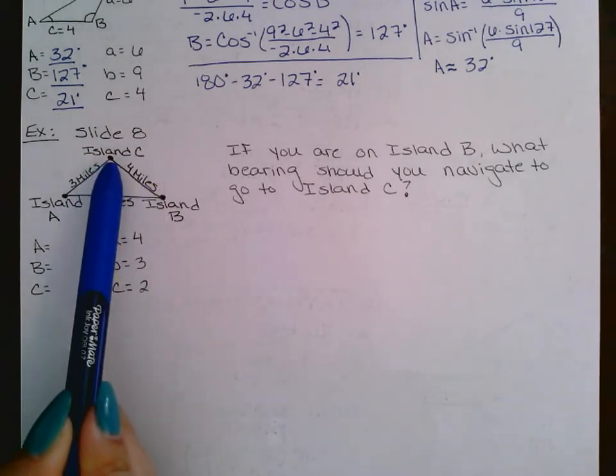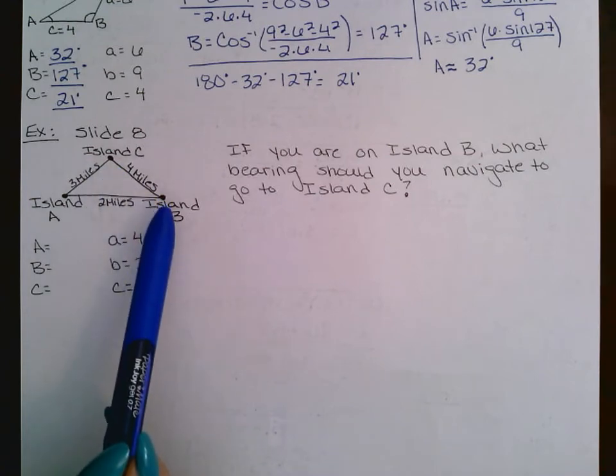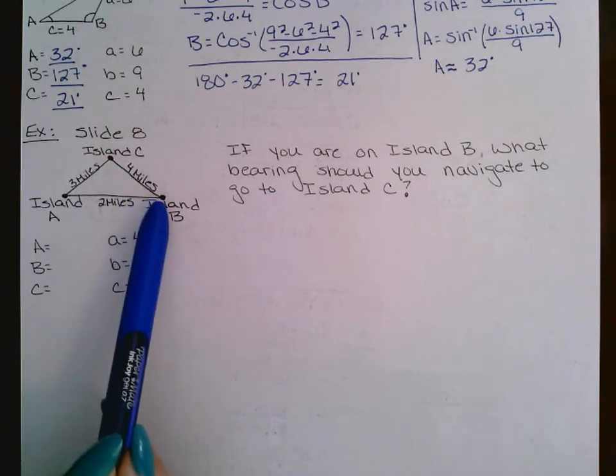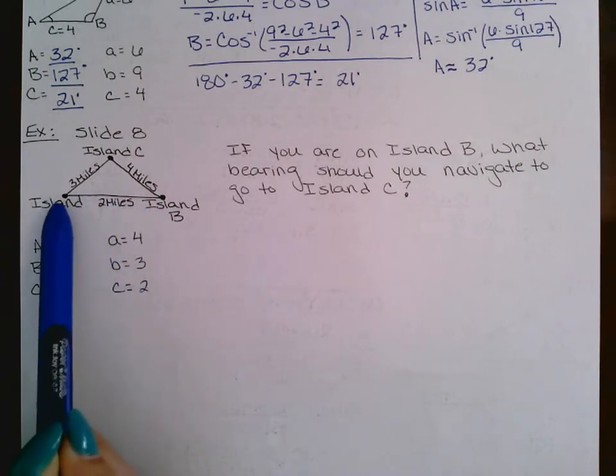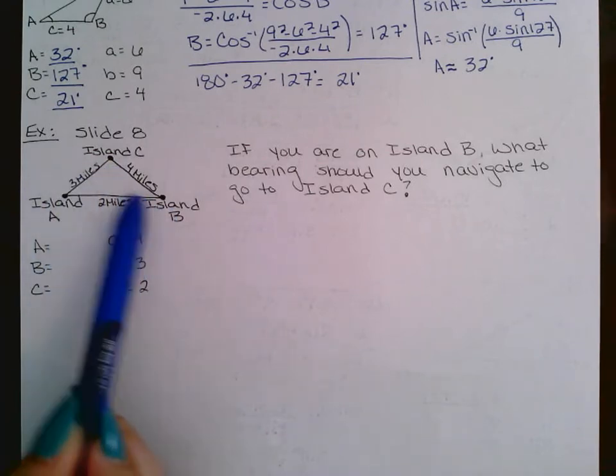All right, for this last question, you have a little image drawn. It says island C is this dot up here. Island B is this one down here, and they're 4 miles apart. 2 miles apart from island B is this dot over here, island A, and then 3 miles apart from island C. Okay, so if we use the sides across from the angles, then we can label them as such. Okay, we can call side A 4, side B 3, and side C 2.